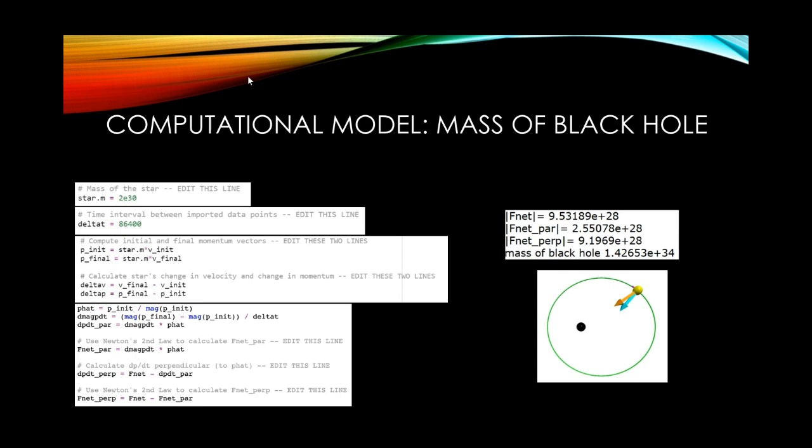Delta V is calculated using V final minus V initial, and delta P is P final minus P initial. I then used some simple vector calculations in algebra to calculate the perpendicular and the parallel components of F net. The mass of the black hole came out to be 1.42653 e to the 34.